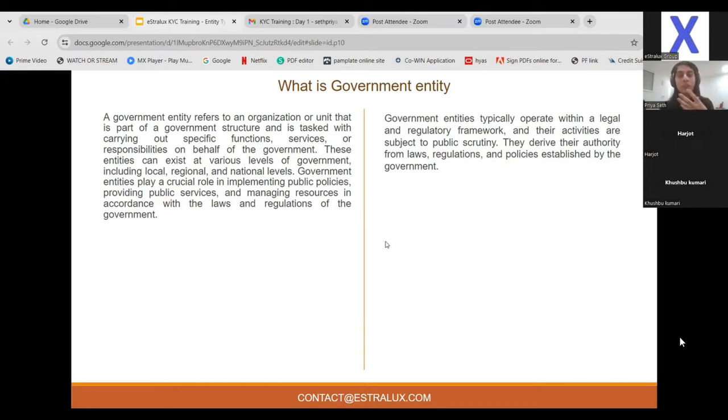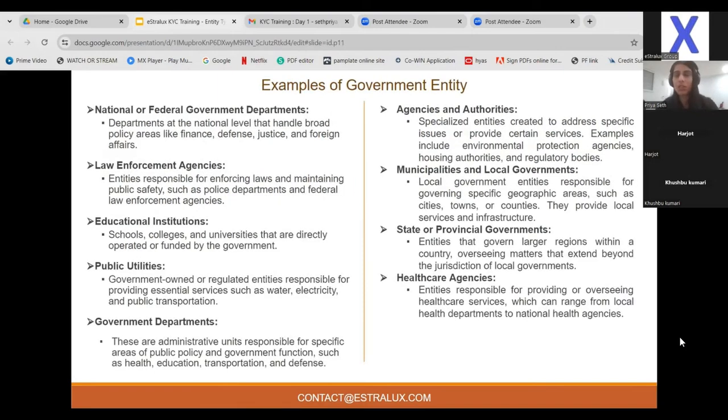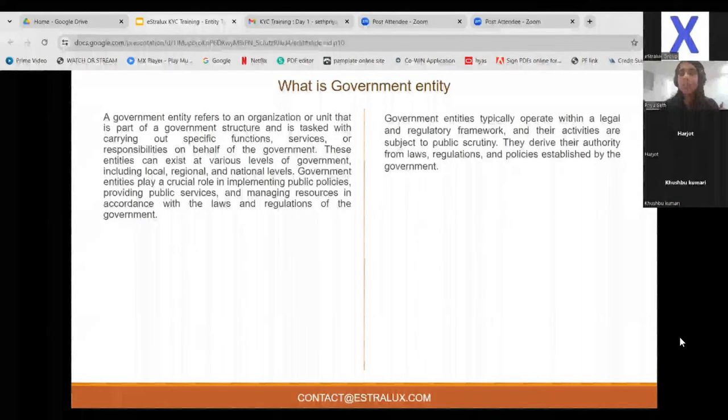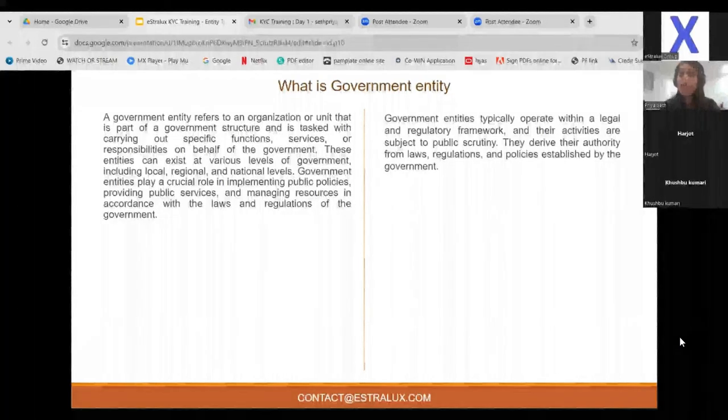My only motive for you to go through these entity types is to tell you that when you're doing KYC and the entity type changes, the documentation changes. Just that. If we go through the definitions on the right-hand side, they are typically operated within a legal and regulatory framework, and the activities are subject to public scrutiny. That means government bodies have a regulatory framework, their activities are very public, and they derive their authority from whatever laws, regulations and policies are established.